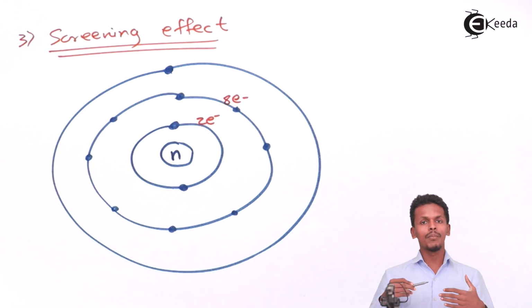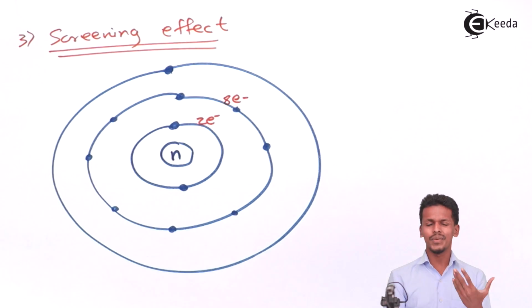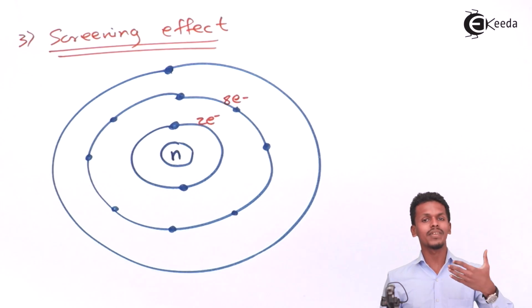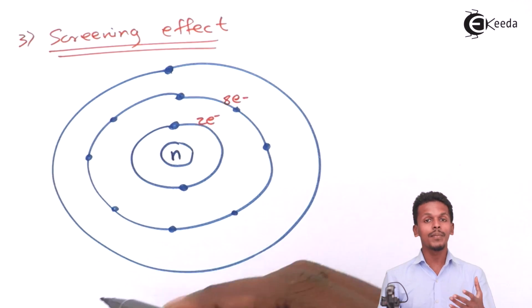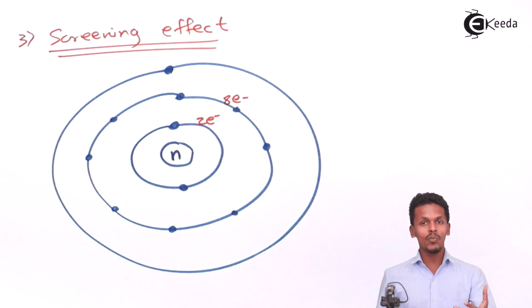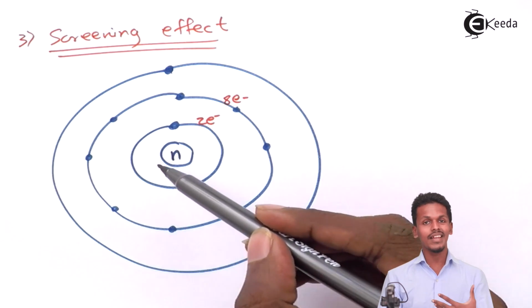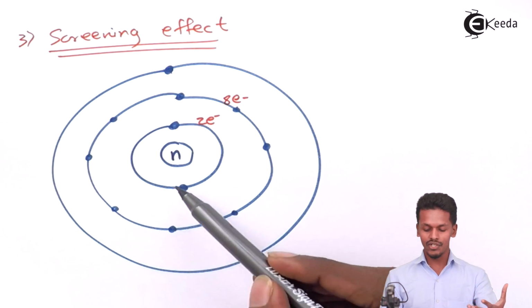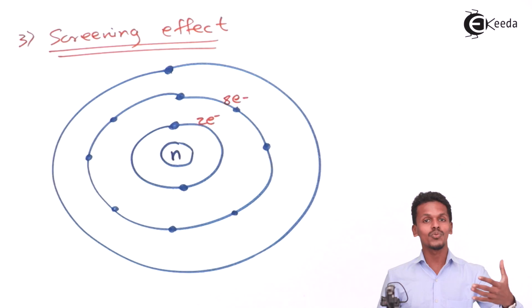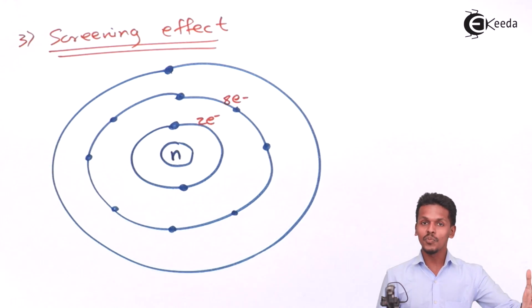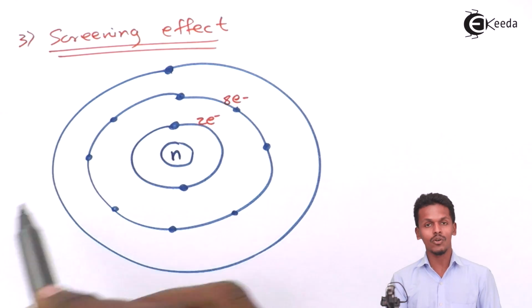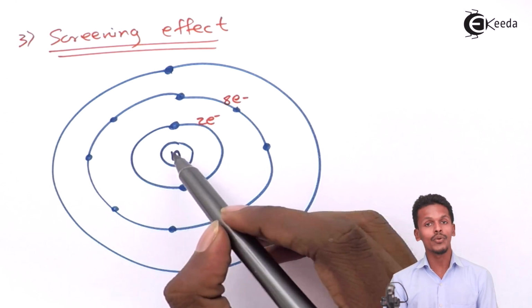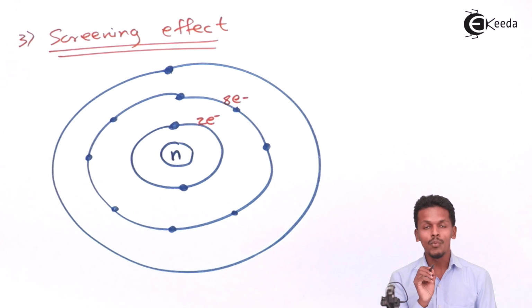So how will the screening effect be more or less? As you know, if the number of shells increases, or we could indirectly say if the atomic size increases, obviously the inner electrons will be more. And if inner electrons are more, then the nucleus will not have that much attraction to the outermost electron. So if the size is more, then the nuclear charge will be less. These inner electrons resist the force of attraction between the nucleus and the outermost electron, and this is known as screening effect.